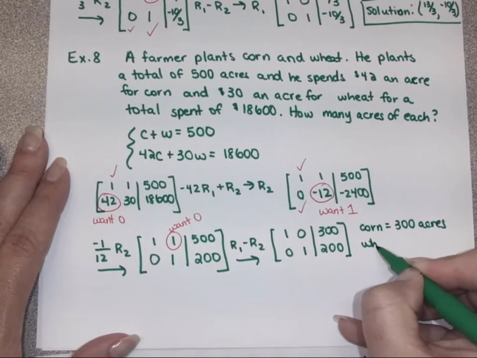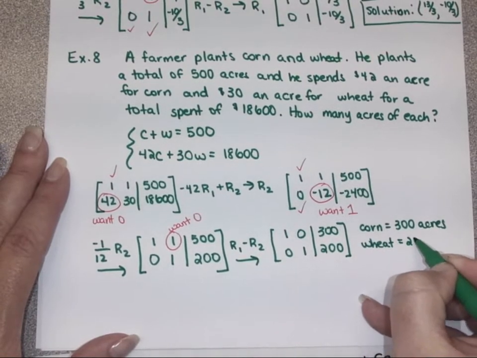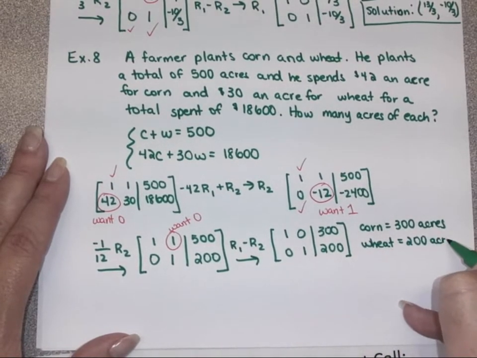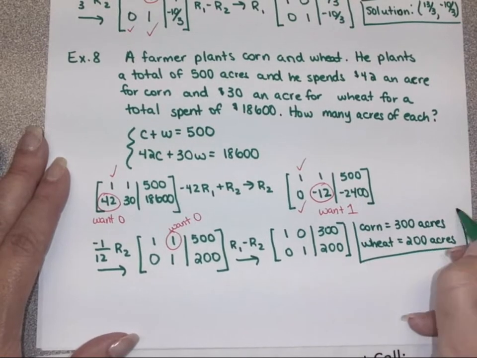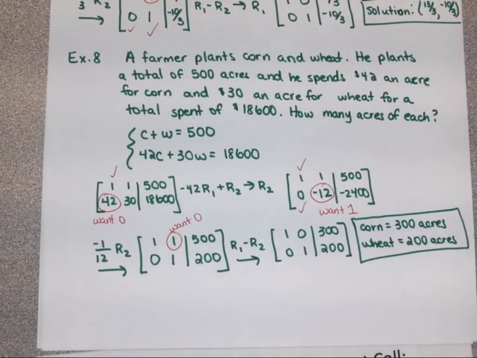And for wheat, I have how much? 200 acres. And notice that together they have 500 acres, which was the total amount that we had. And if you were to check the money amount, it would work out too.